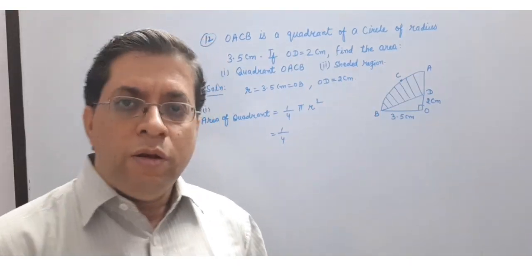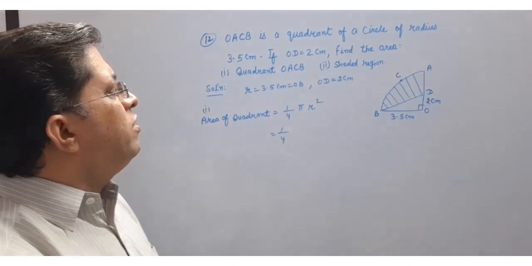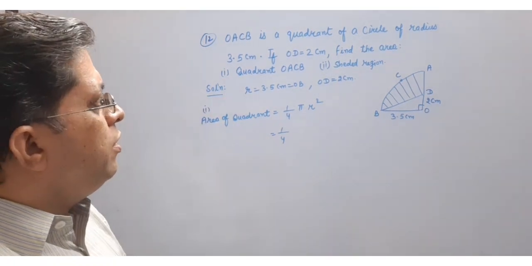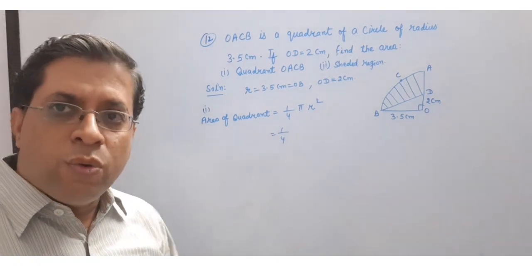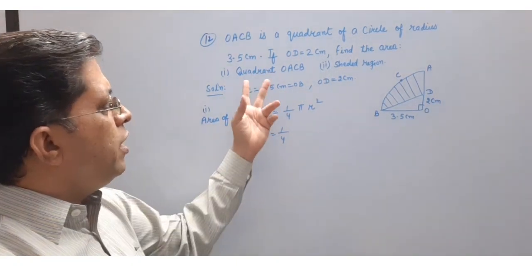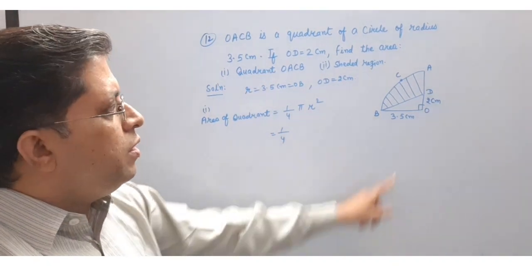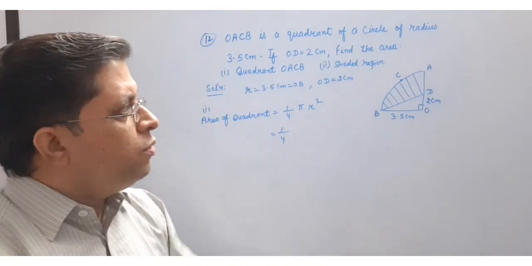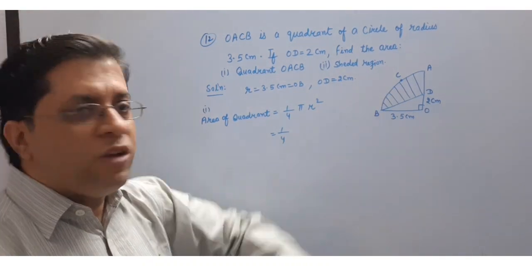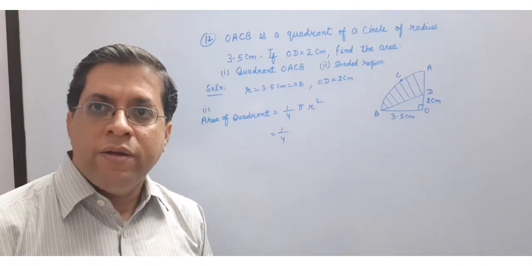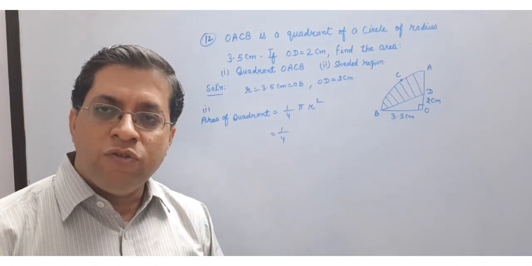Now the next question is, OACB is a quadrant of a circle of radius 3.5 centimeter. OD is given to you 2 centimeter. Find the area. First part, whose area? Quadrant OACB. This area of quadrant you have to find out, and then after you have to find out this shaded region. And what is the area of quadrant? 1 upon 4 pi r square.